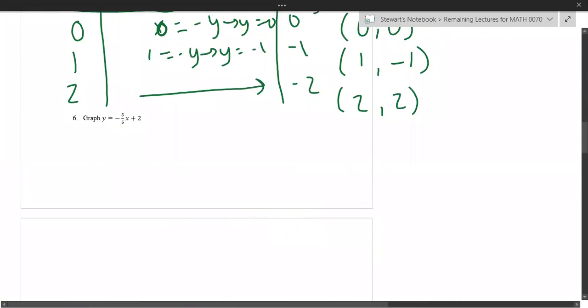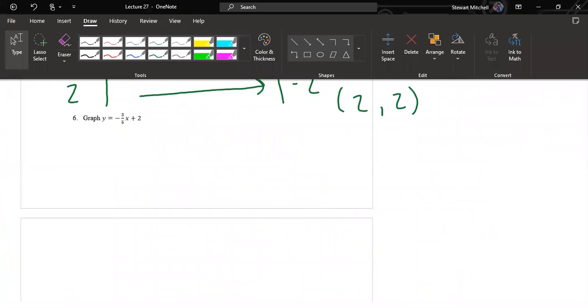Okay, so now we're graphing y equals negative 3/5 x plus 2.